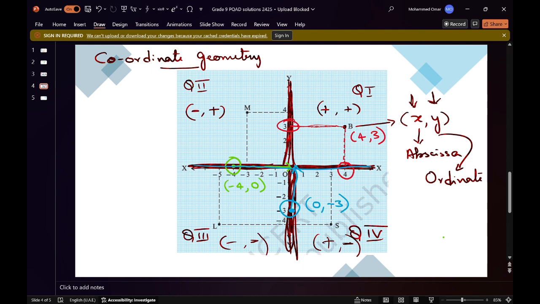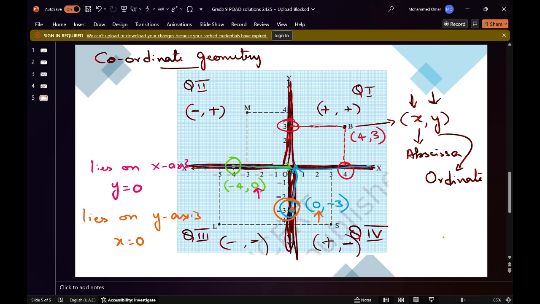So here is one concept I want to explain to you. If any point lies on the x-axis, what is the y coordinate? y is equal to 0. Understood? Please note it down if you don't know. And if any point lies on the y-axis, which one is 0? The x coordinate is equal to 0. A very, very important concept.